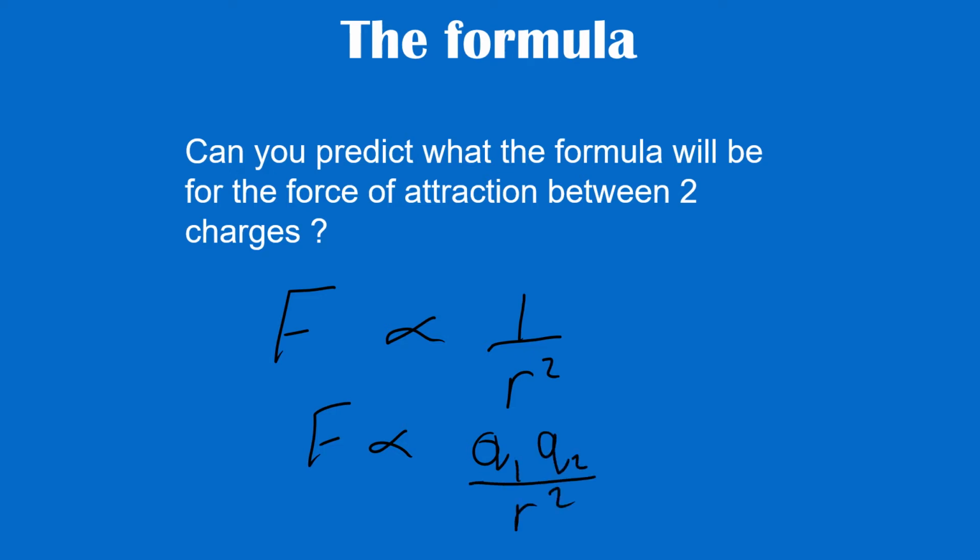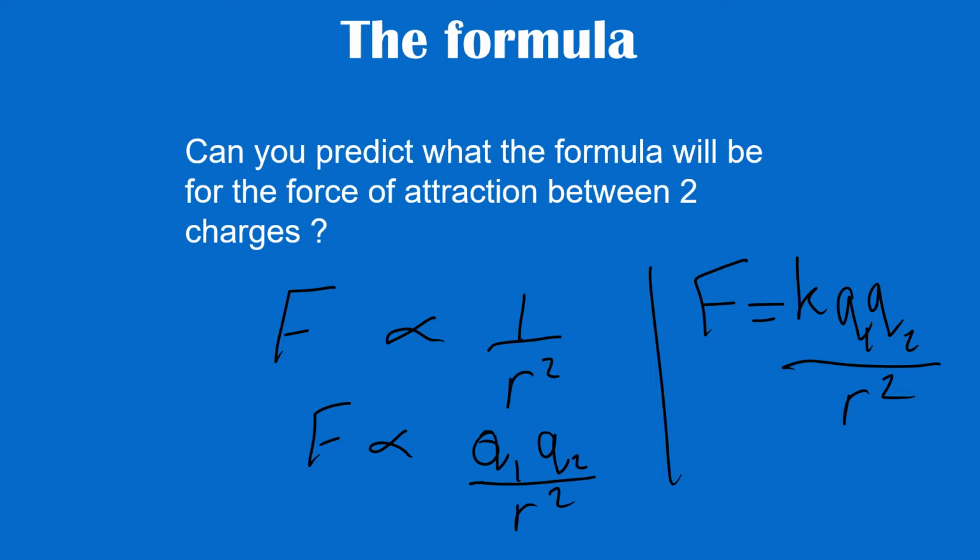And then if we need to turn that into a formula, we'll need to introduce a constant, so a constant of proportionality. So the force is going to be equal to the product of the two charges, Q1, Q2, over the separation of the charges squared. So that's just following on from what we've seen in gravitational fields to come to a conclusion. If it's an inverse square law relationship and you've got two charges, that would be the force.